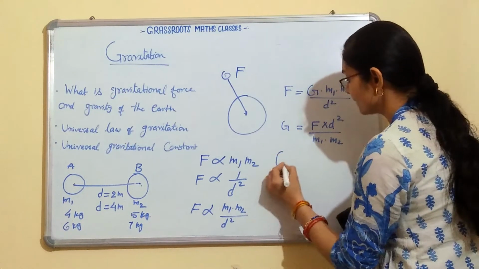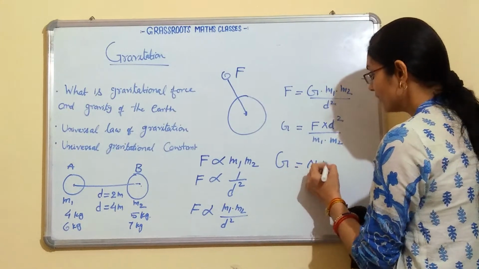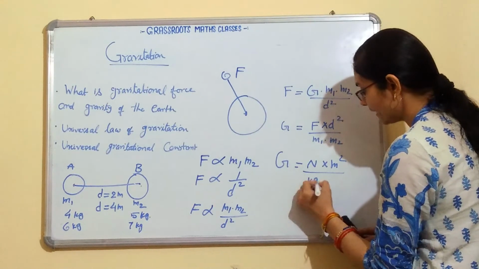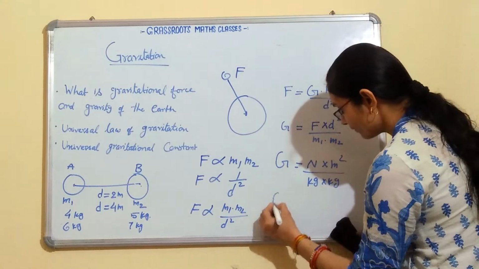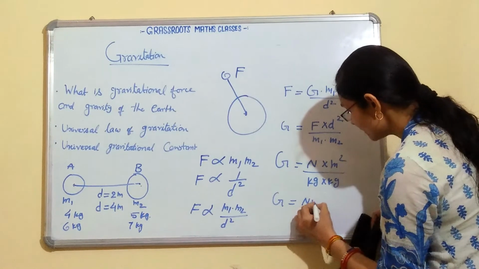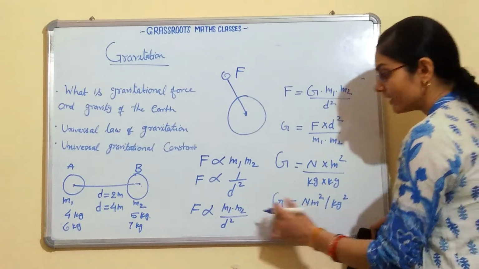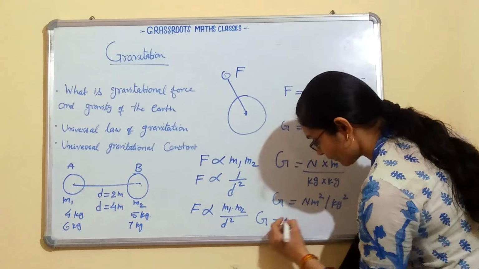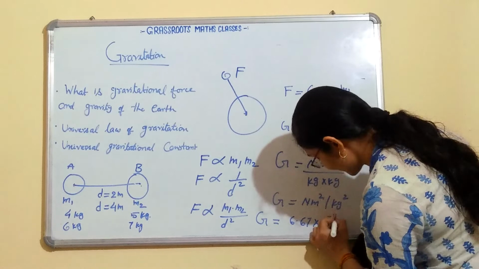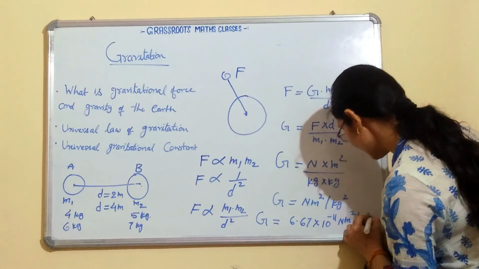So G is equal to F, and to find the SI unit of G, we write SI unit of G is equal to SI unit of force is Newton, SI unit of distance is meter, and SI unit of mass is kg. So the SI unit of universal gravitational constant is Newton meter square per kg square, and the numerical value of this universal gravitational constant is 6.67 into 10 to the power minus 11 Newton meter square per kg square.